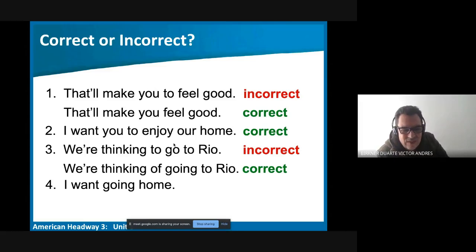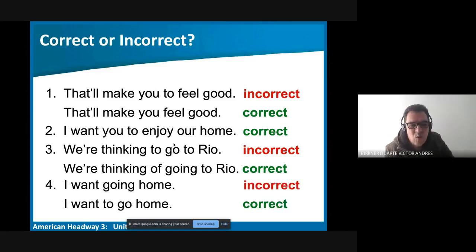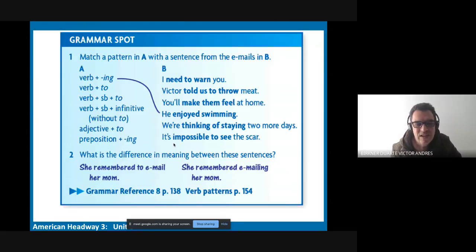Incorrect. Incorrect. Okay, let's see. You're right. I want to go home. No, I want going home. Whenever we use the verb want, we say want to do something, right? All right. And let's pay attention now to the grammar spot. And with this, we're going to finish our short review and we're going to start with today's lesson, right?